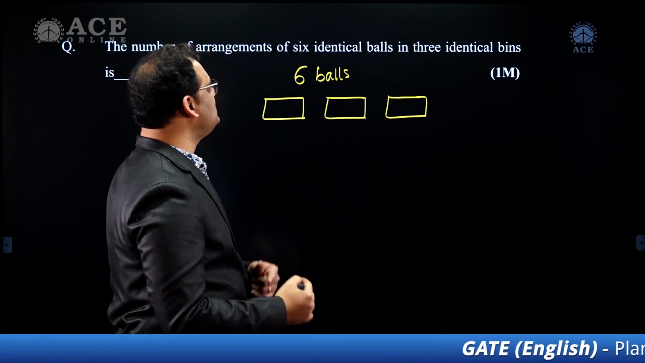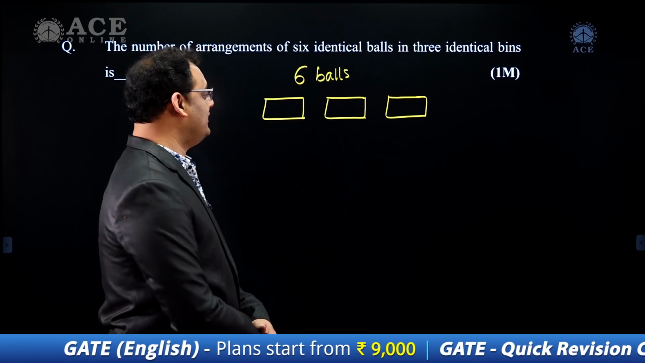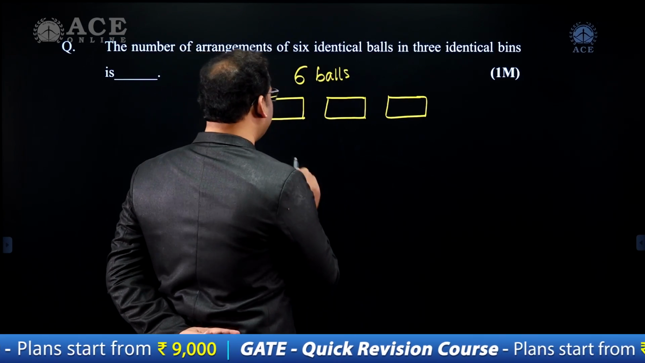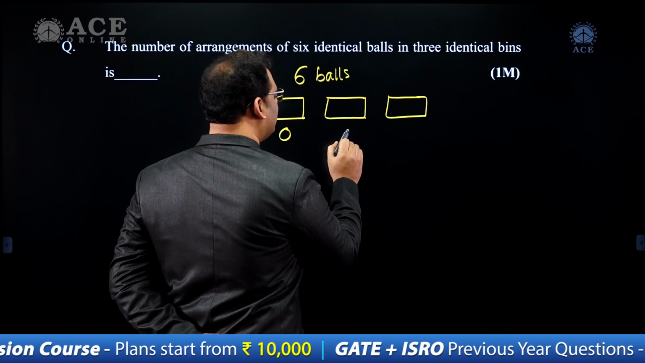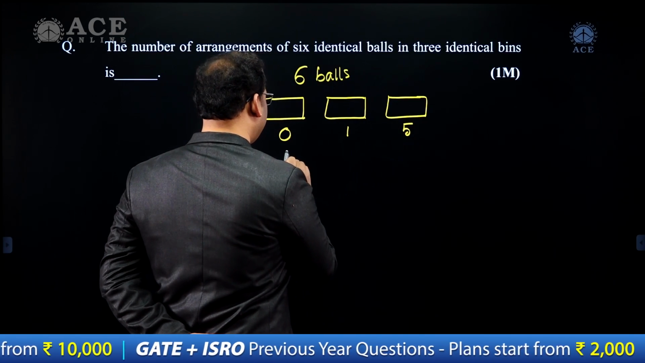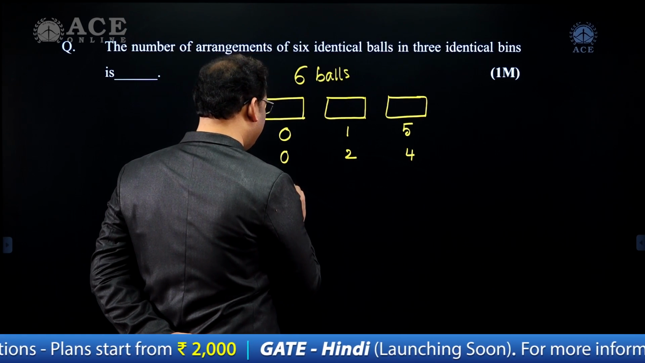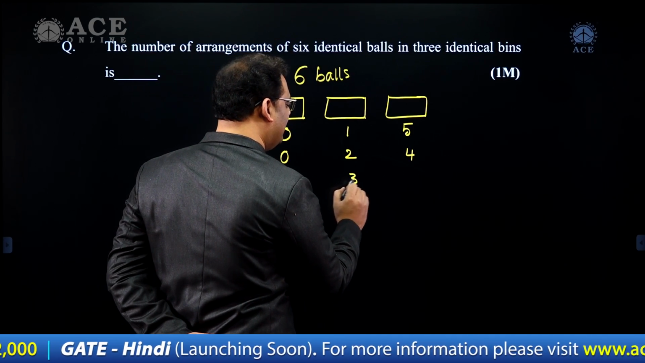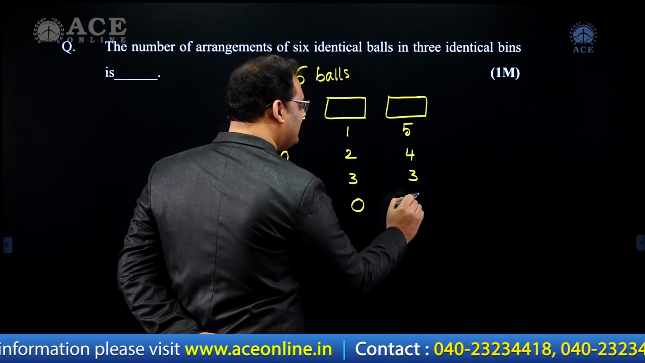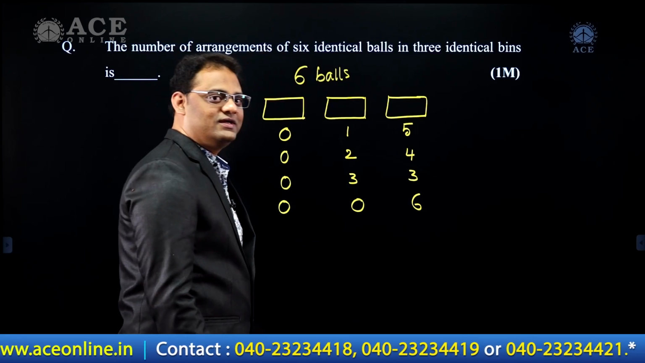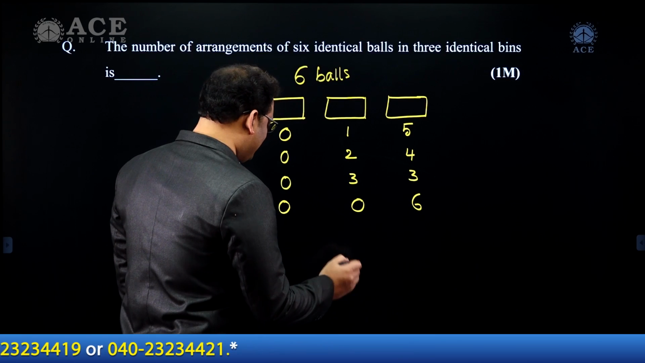Then you should think in such a way that how many ways you can distribute these 6 balls, right? I think we can take 0 balls here, and the remaining 6 balls can be distributed like 1 and 5, and you can also distribute in this way 2, 4, and we can also distribute like 3, 3, and you can also put all 6 balls here. Am I right?